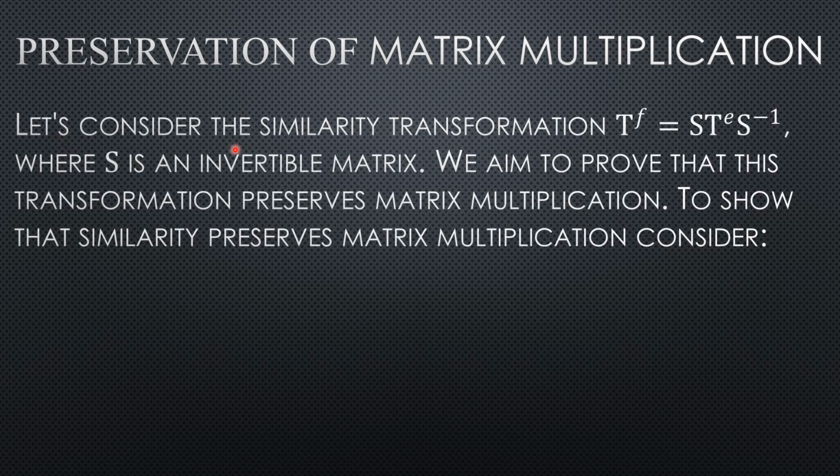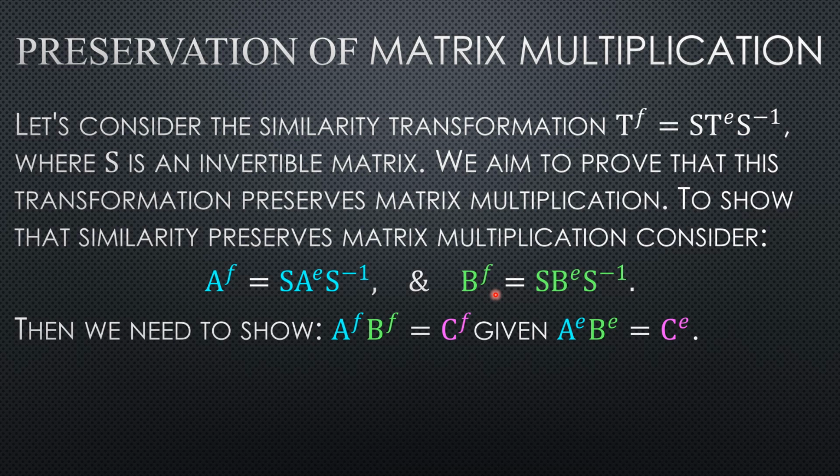So for this, let's consider the similarity transform where we have TF, the new matrix, equal to the transform matrix S, TE, and the inverse of the transform matrix. Here, S is an invertible matrix, otherwise this can't work. So we aim to prove that this transformation preserves matrix multiplication. To show that, we consider two matrices that are transformed, such that AF is equal to S AE S inverse, similarly for B, and then their product is equal to CF, given that AE times BE equals CE.